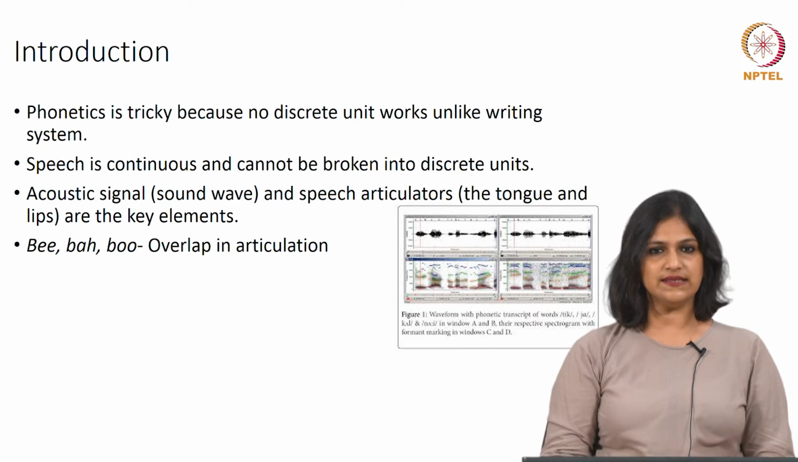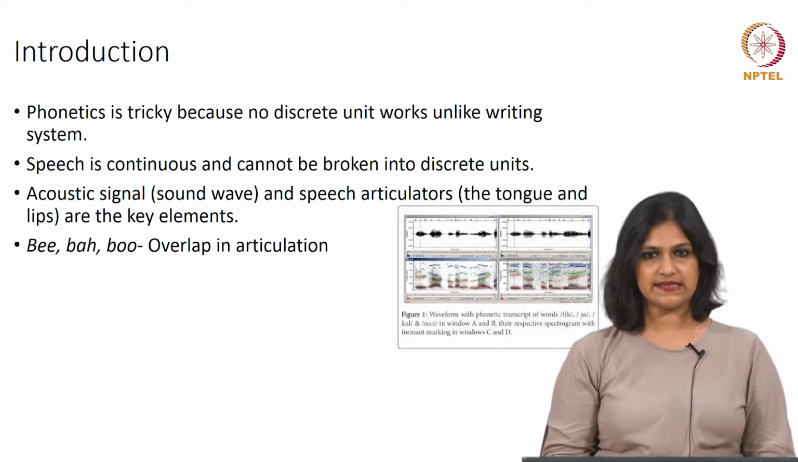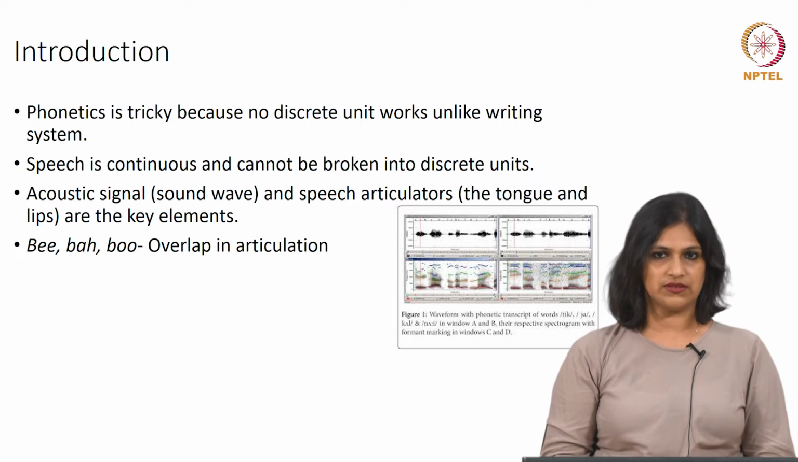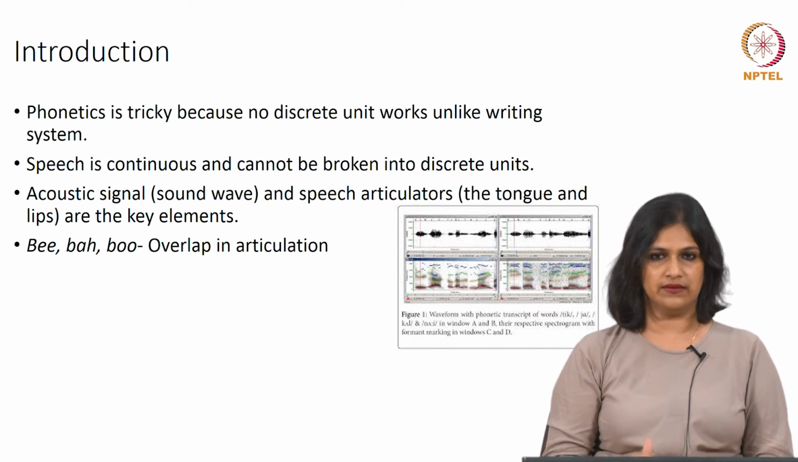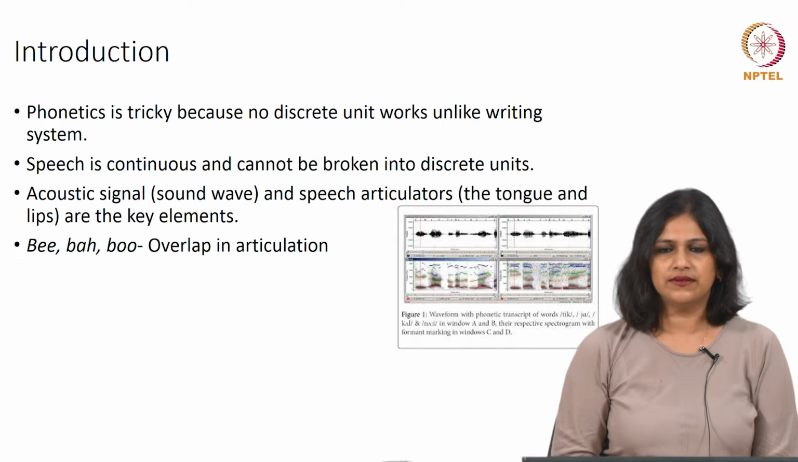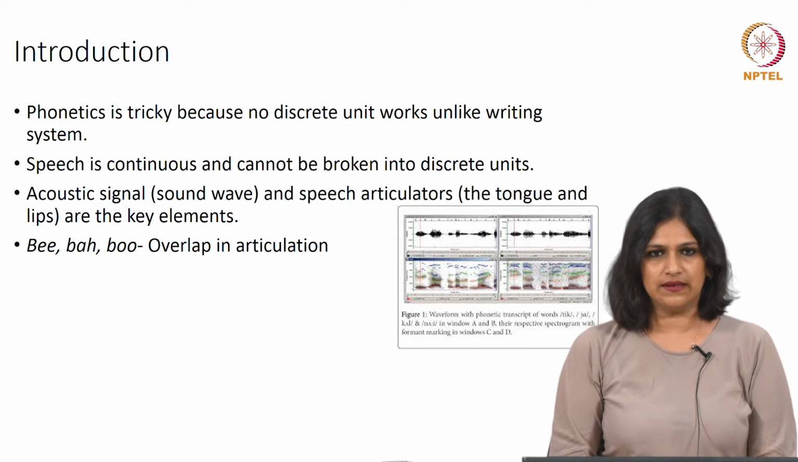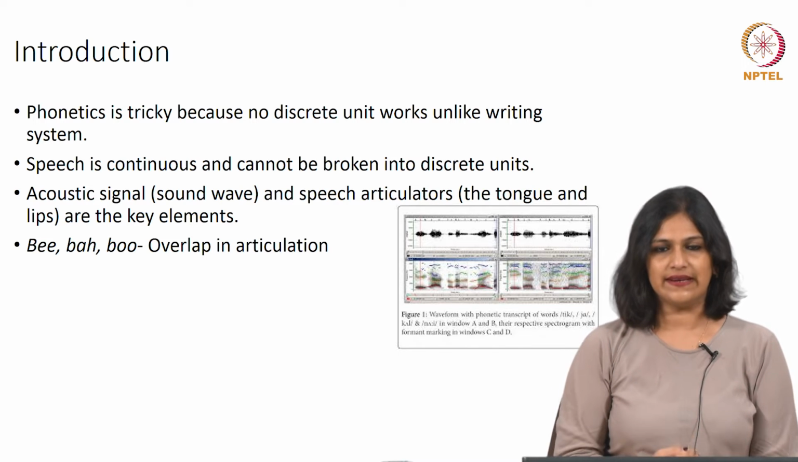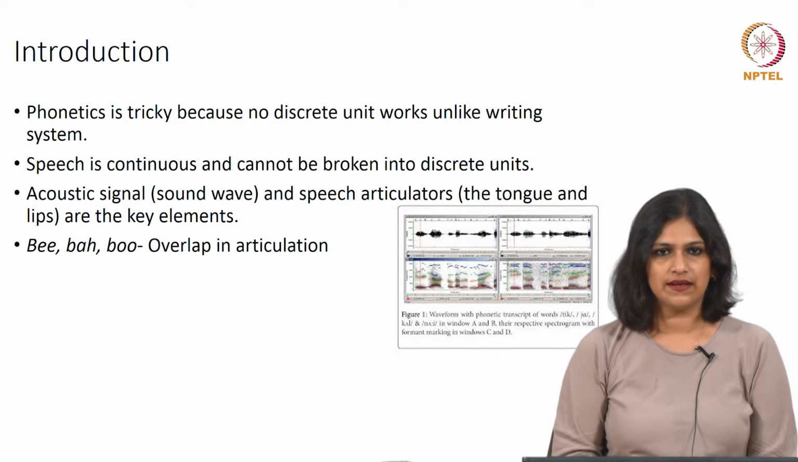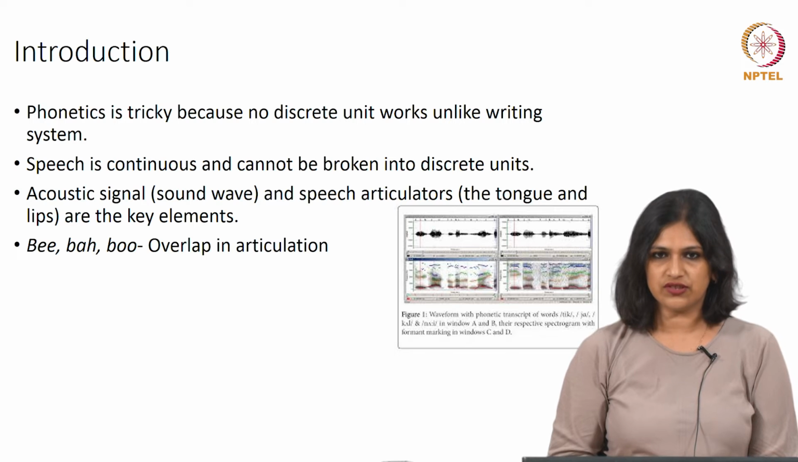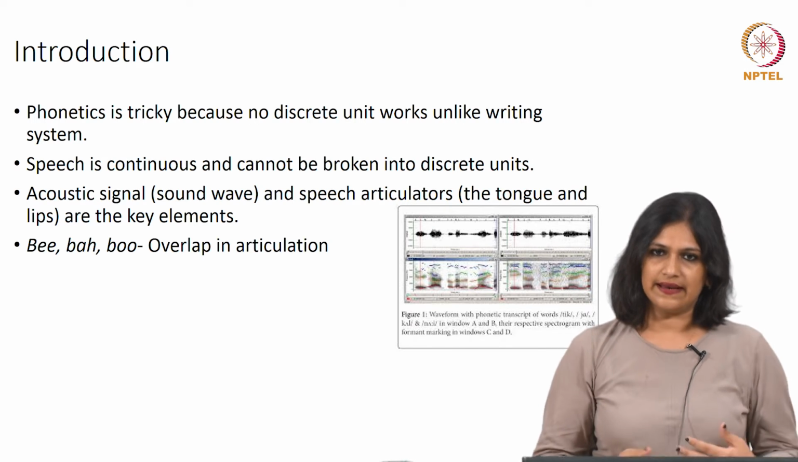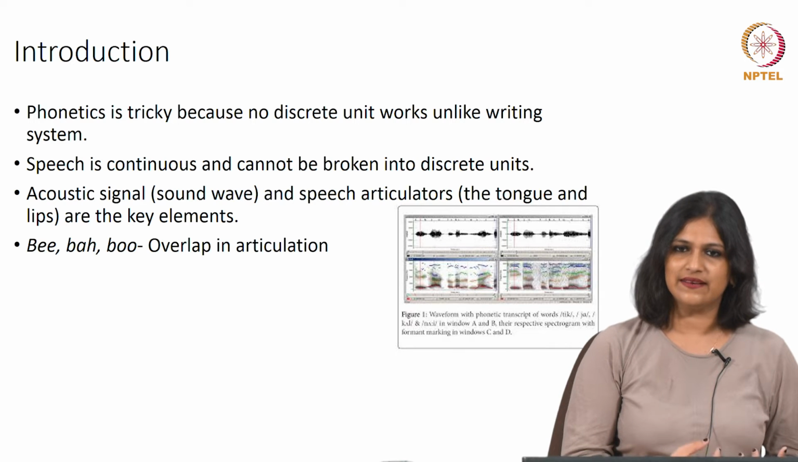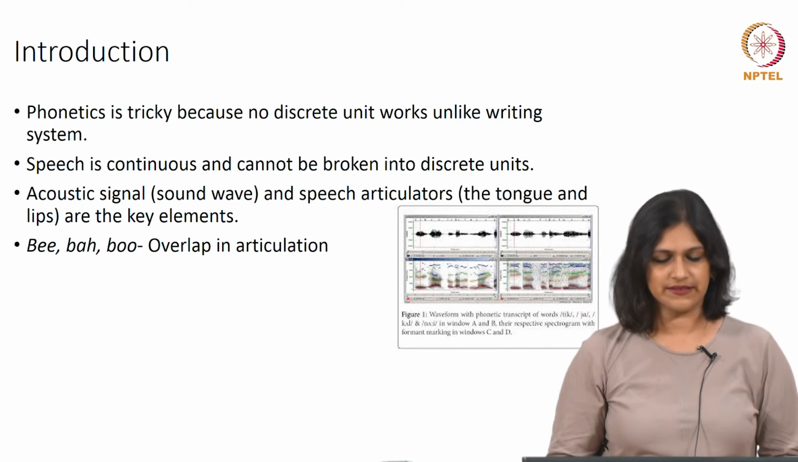And what is the reason for this? As I just mentioned, unlike the writing system, speech is continuous. So, it is not that easy to break it into discrete units. The difference between the writing system and the speech is that speech is continuous. Because of the continuity that speech has, it is difficult for us to identify the discrete units. And since there are no clear discrete units, it is difficult for us to study phonetics.